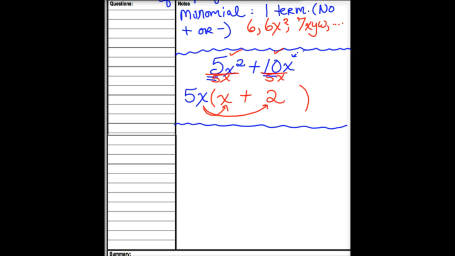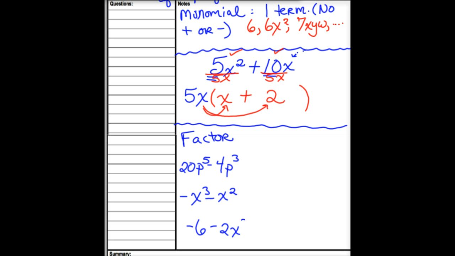All right, we are going to factor. I'm going to put a couple of them down here. I'll list them first and then we'll do it. 20p to the 5th minus 4p to the 3rd. We're going to factor a negative x cubed minus an x squared. That one's going to be a little bit trickier. And we're going to factor a negative 6 minus 2x squared. And I'll give you a minute to write all those down.